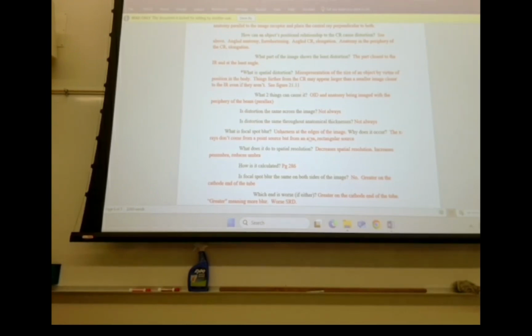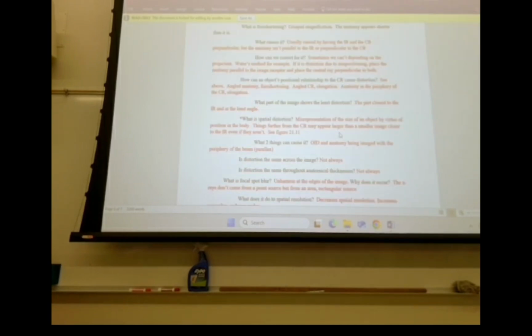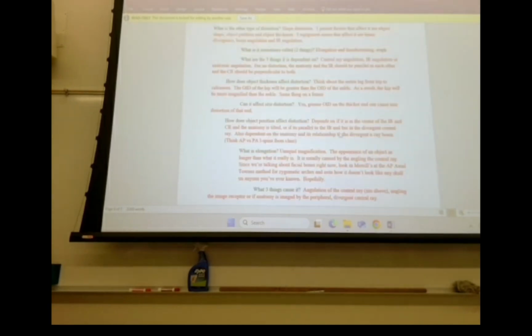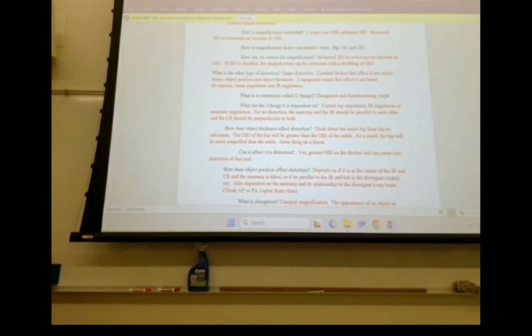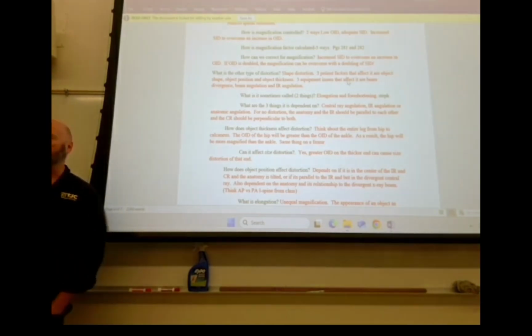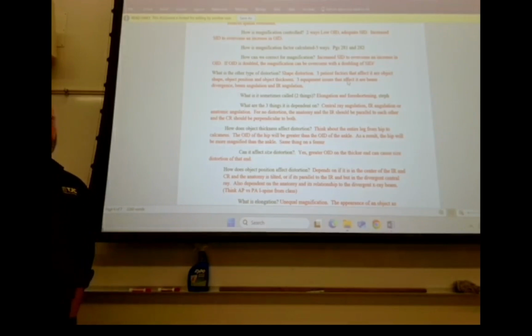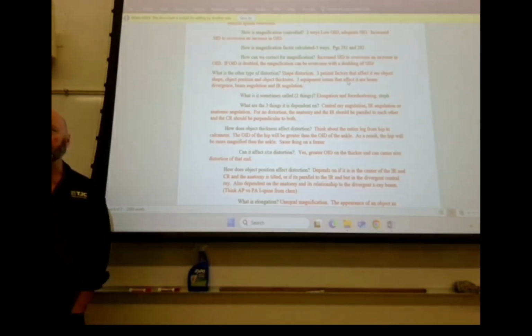All right, so let's see. What else? Distortion. Remember, we have two different types of distortion. Main types of distortion: we've got shape distortion and size distortion. Well, we'll start with size distortion. That's just magnification. Increase in OID. You can get magnification by just decreasing SID, but most of the time it's going to be increased in OID.